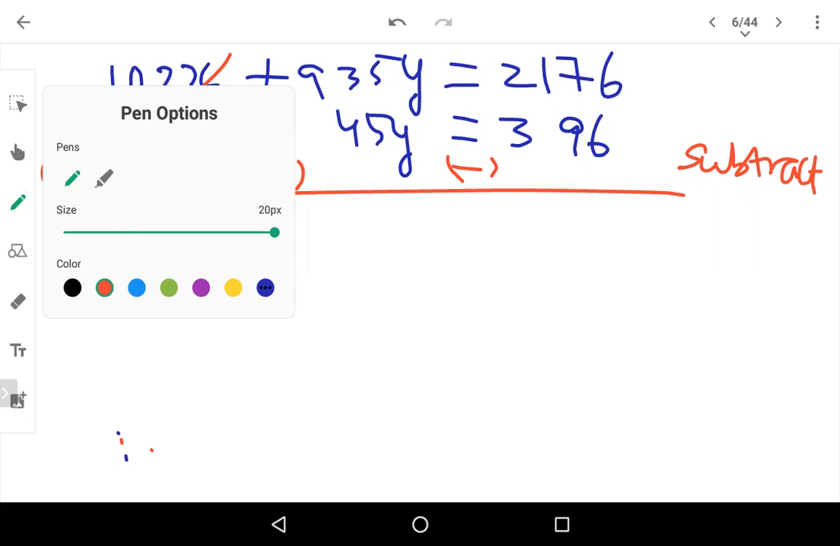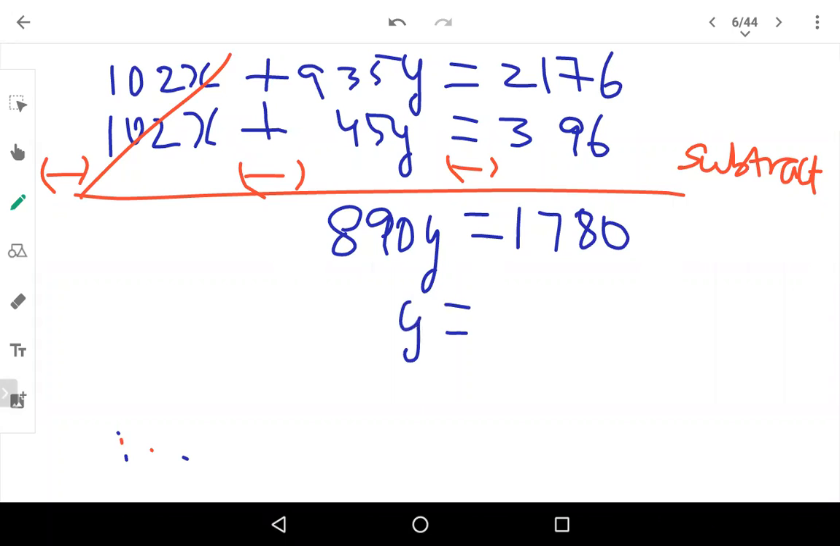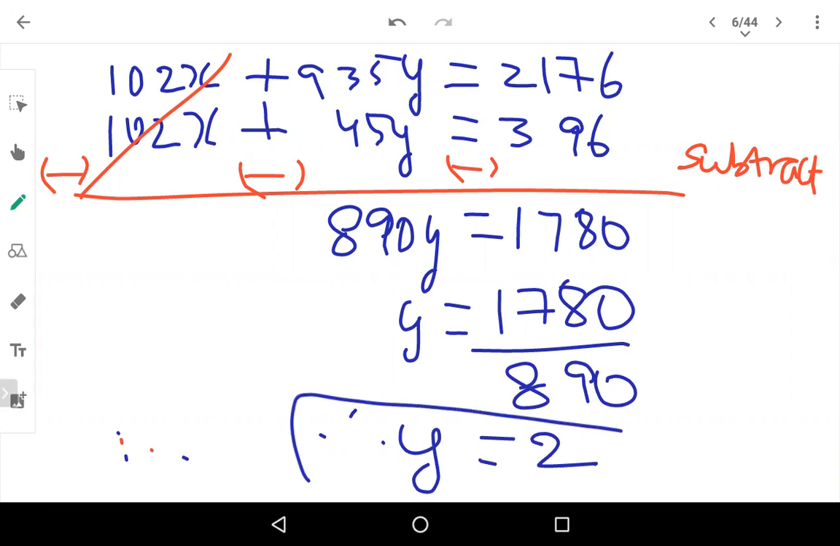Okay. Next, 935y minus 45y will give me 890y is equal to 2176 minus 396 will give me 1780. So y is equal to 1780 divided by 890. Therefore, the value of y is 2. Okay, x is equal to 3. Good. Okay, so we understood the value of y.